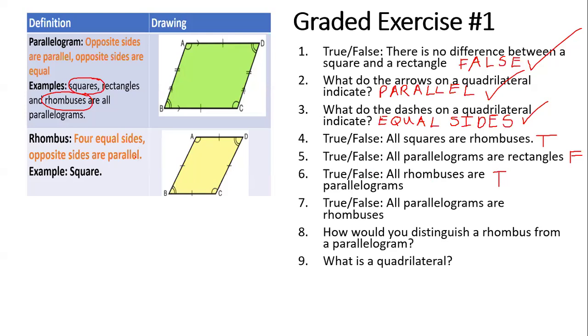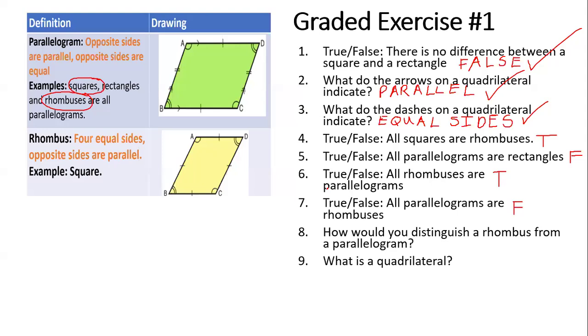Number 7, all parallelograms are rhombuses. I have false. Give me a parallelogram that's not a rhombus. A square? No, a square doesn't count because a square is a rhombus. So a rectangle would be a good one.